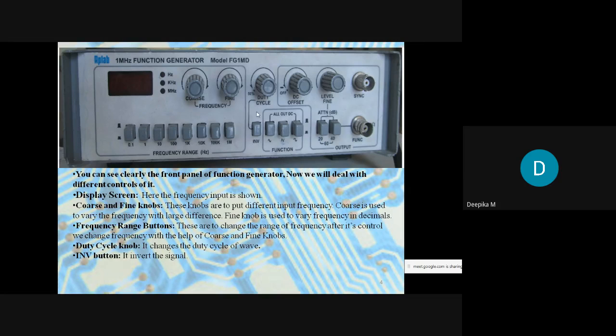And it is the invert button, you can see here. So this is the invert button. This invert button is usually used for inverting of the signal. And we have the function button. So this function button can vary the function of the waveform.